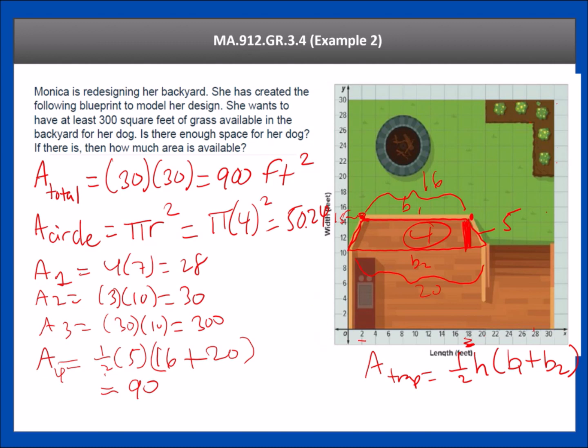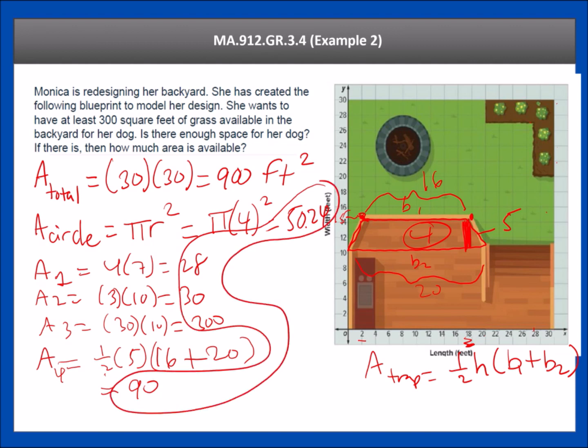All right, so let's go ahead and do the math. Let's add these numbers up, and then subtract that from 900. Okay, so 900 minus those numbers, all right? And that will give us our area that's left over for the dog.